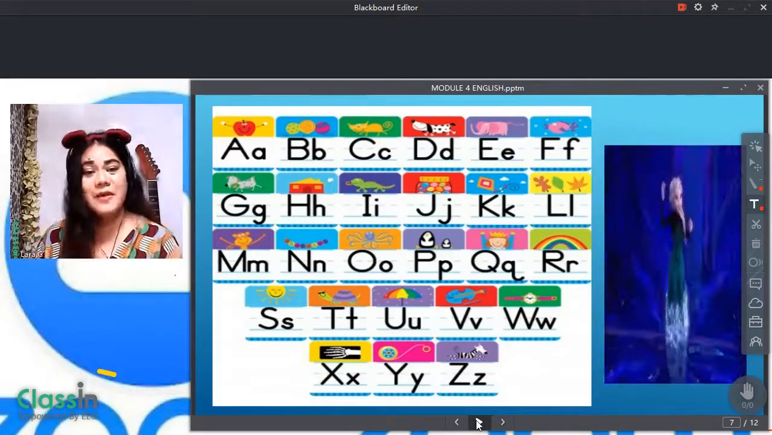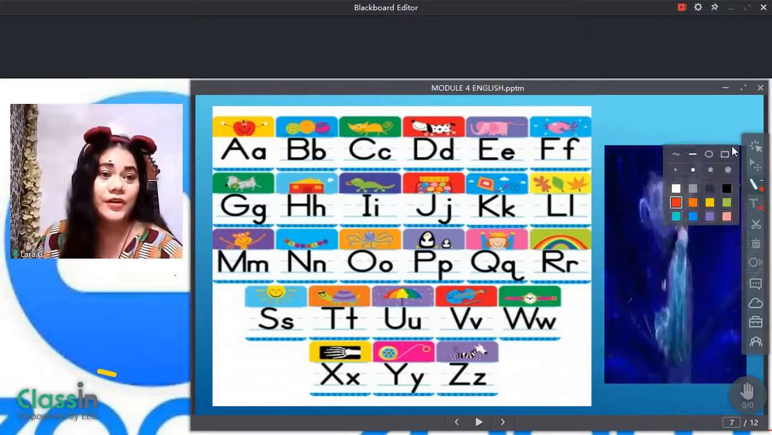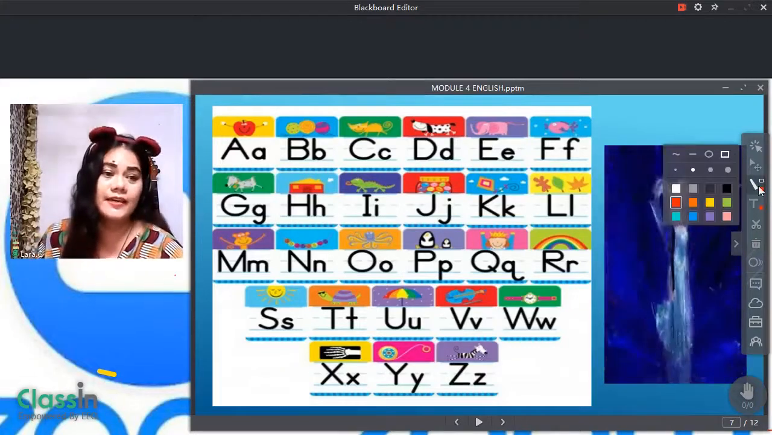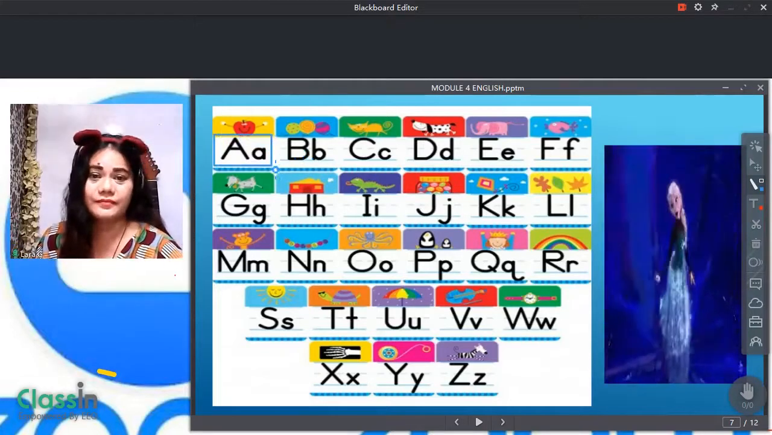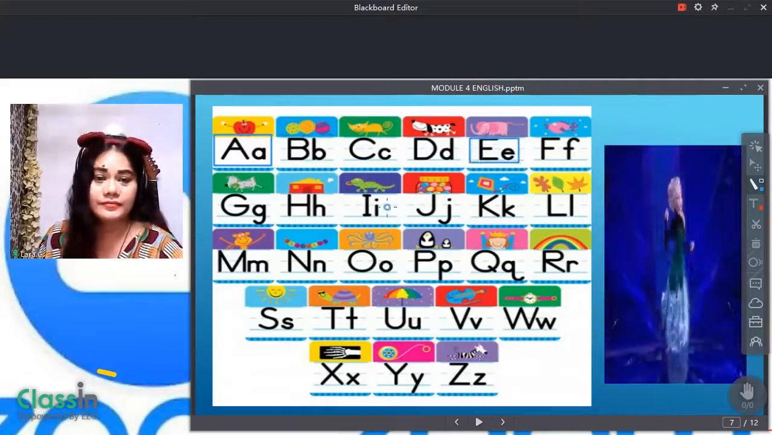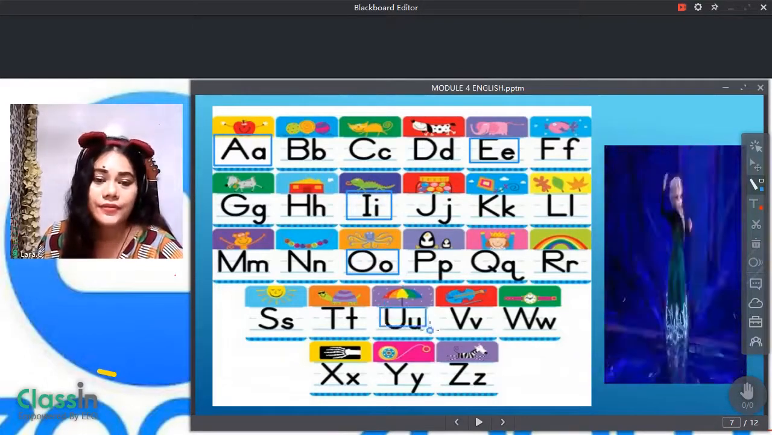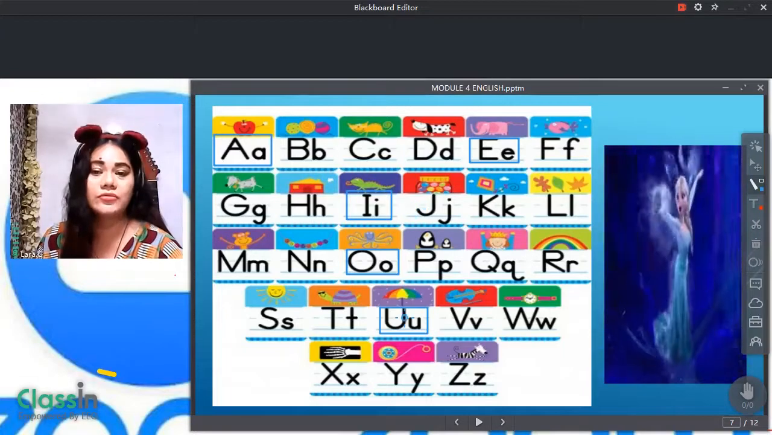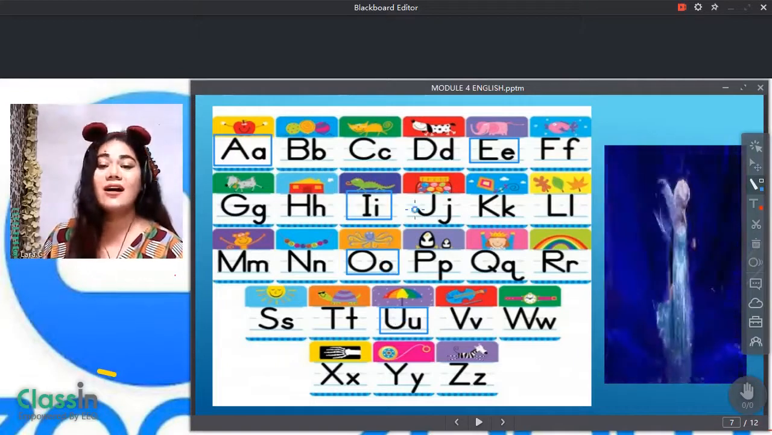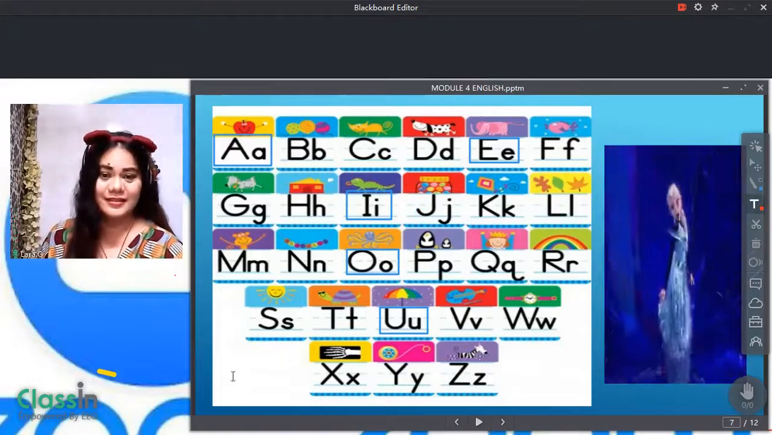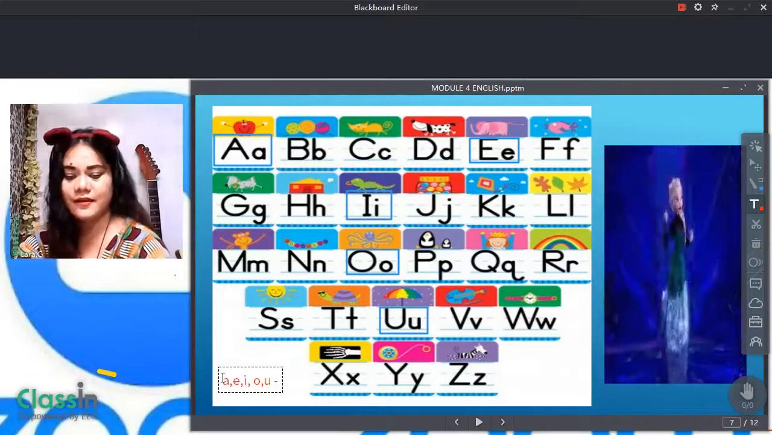Again, in the English alphabet, there are 26 letters. Look or observe closely, or listen attentively. A, E, I, O, U. These are vowels. Again, A, E, I, O, U. These are vowel letters.